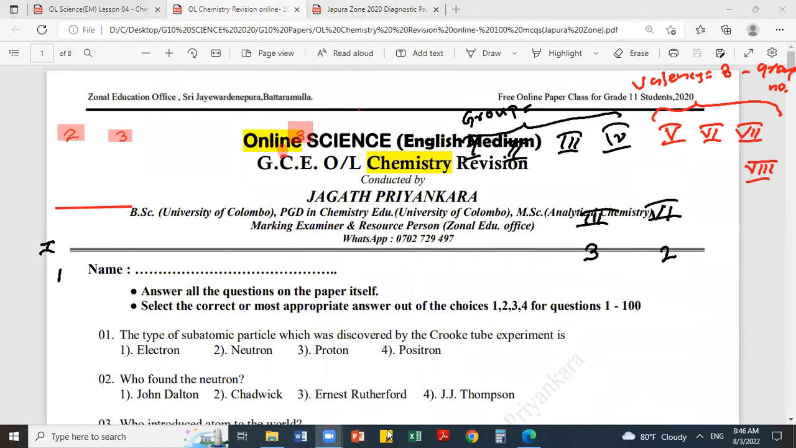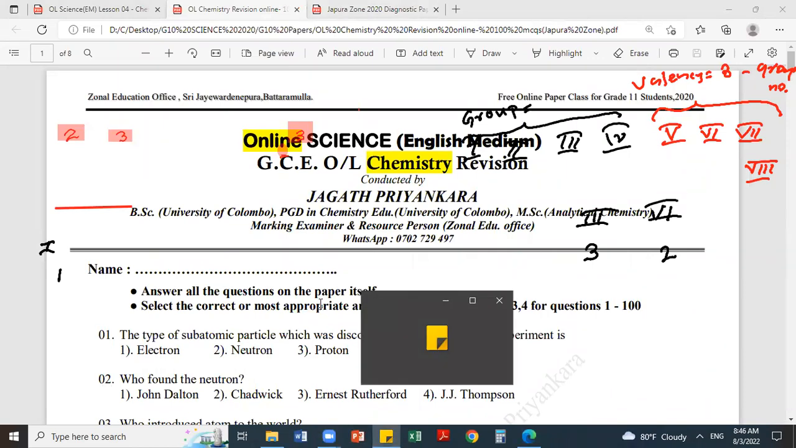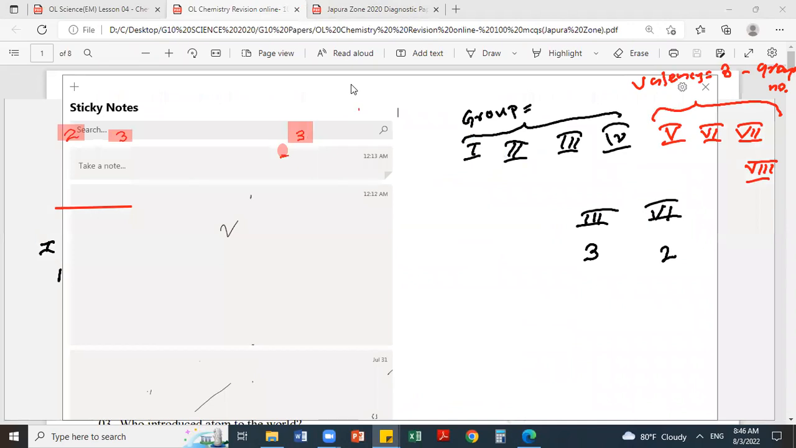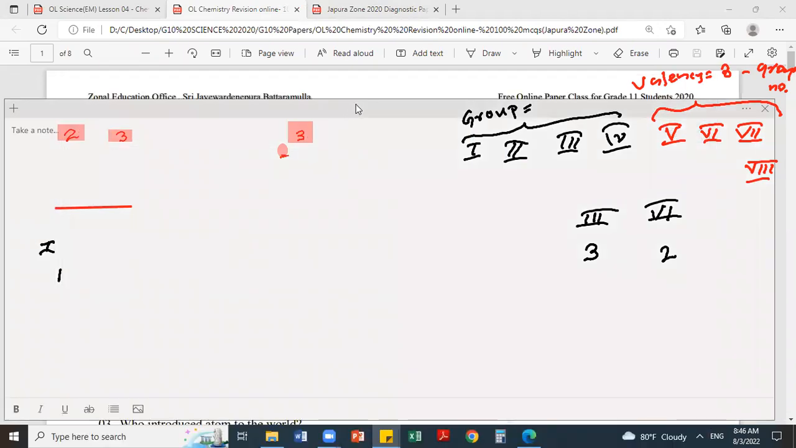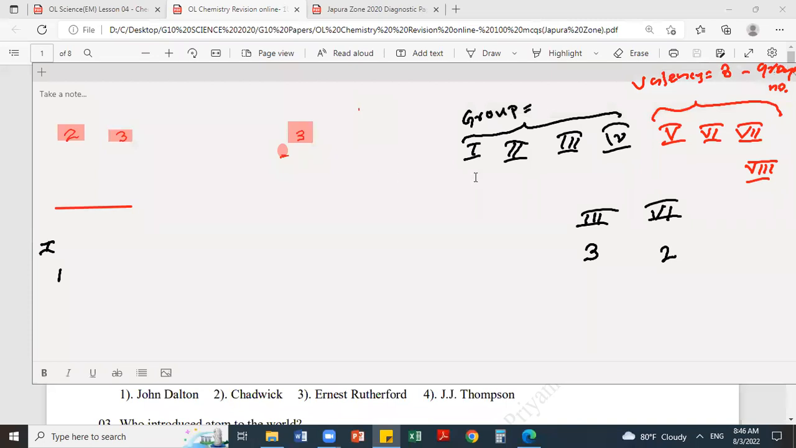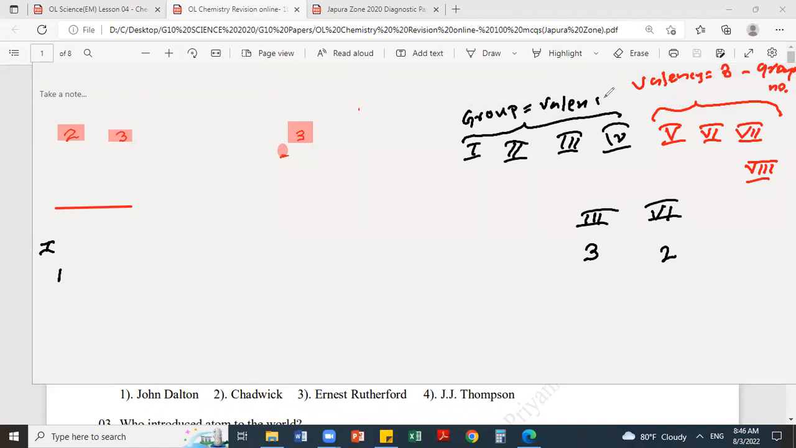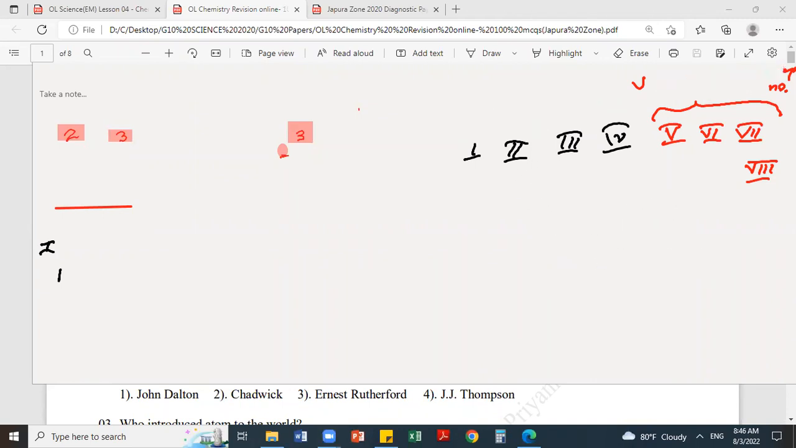Basically, if you don't know the valency, it is very difficult to write the chemical formula, predict the number of bonds, and predict the Lewis structure. Therefore, electronic configuration, valency, and group are very important. Did you all copy down this? Group 1 to 4, group equals valency. Then group 5, 6, 7, 8, valency equals 8 minus group number. Okay, I'll erase this. Then let's move back to the question number.